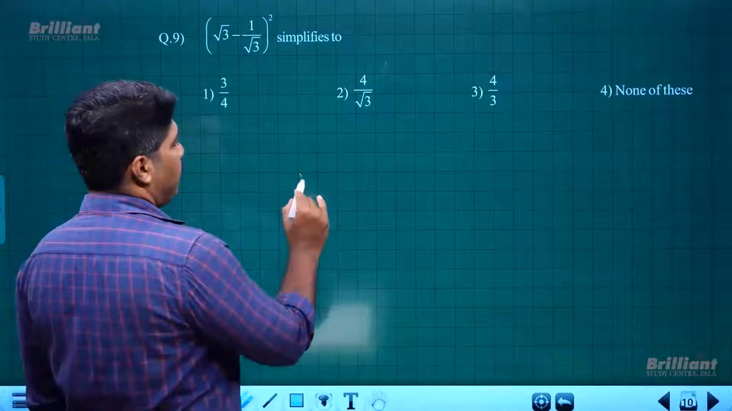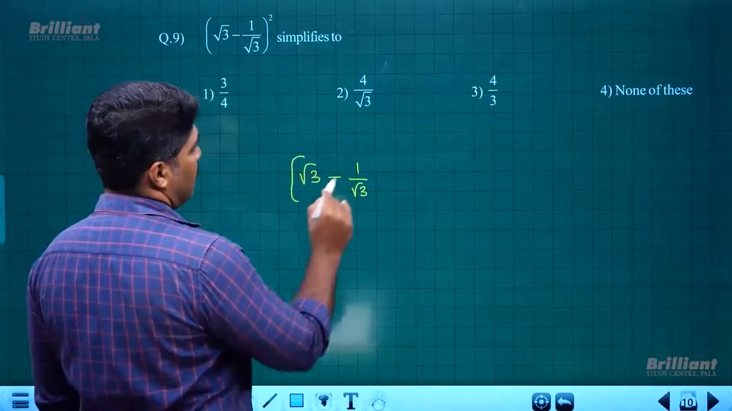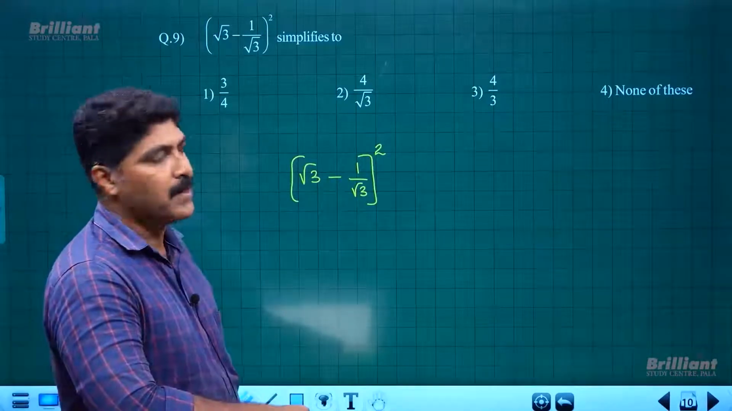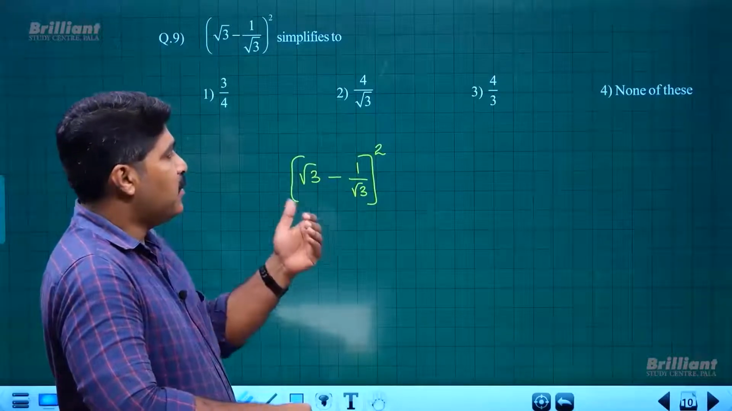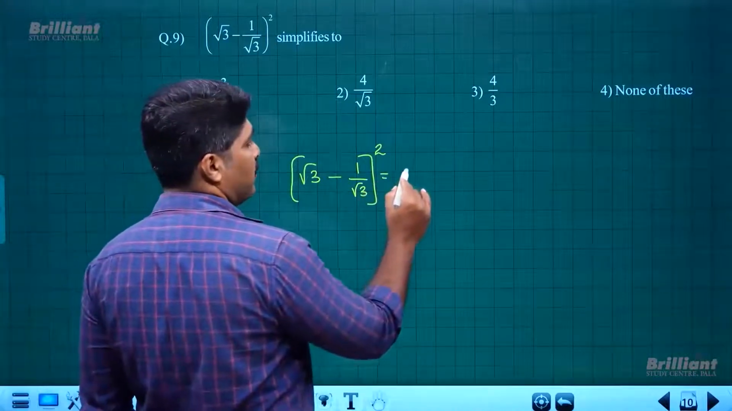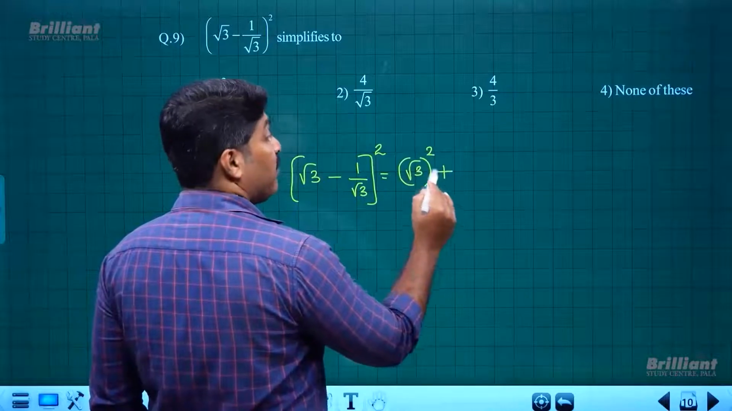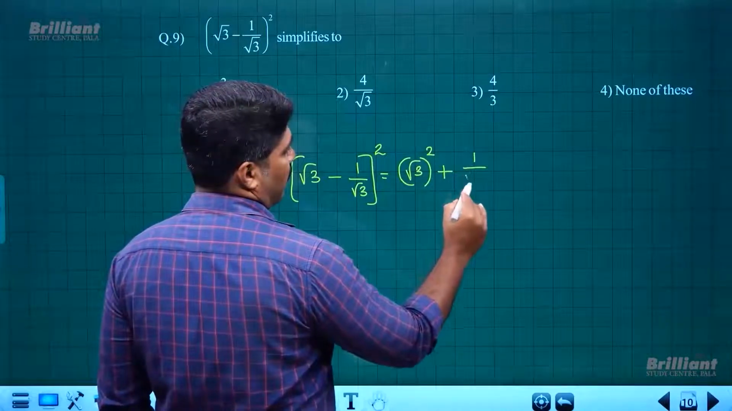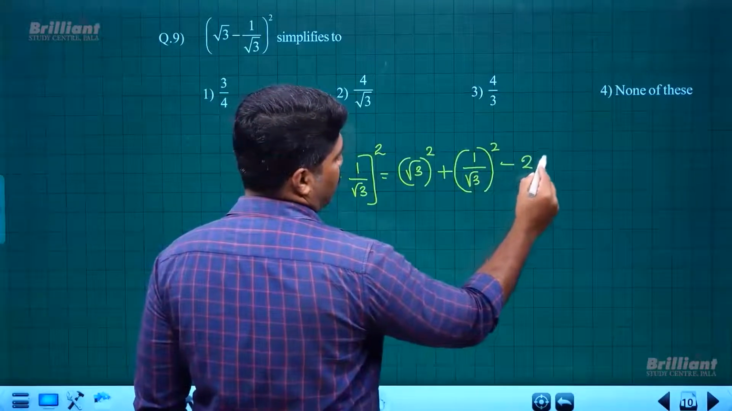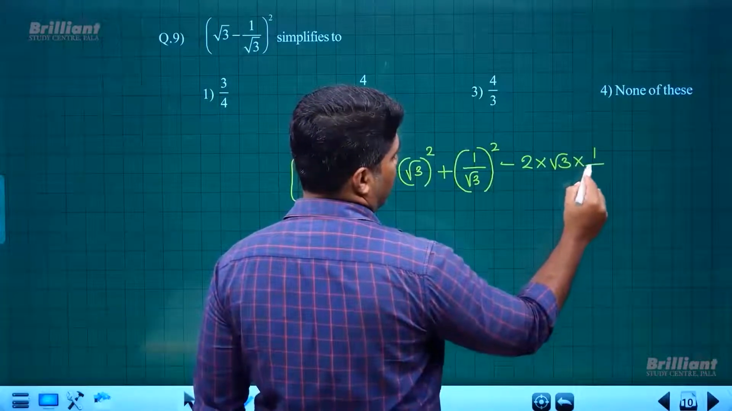Root 3 minus 1 by root 3, the whole square. It's a question from the area of algebraic identities. You just consider the expansion of a minus b the whole square. First one is a square. Now I am writing b square second, so plus b square, minus 2ab. 2 into, here a is root 3 and b is 1 by root 3.